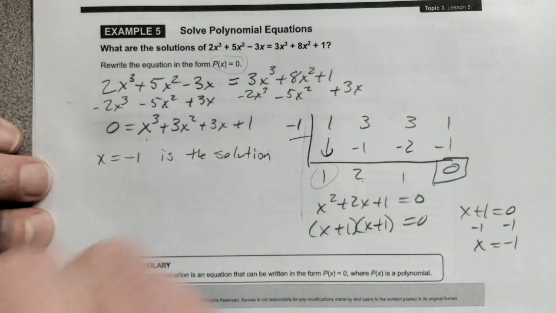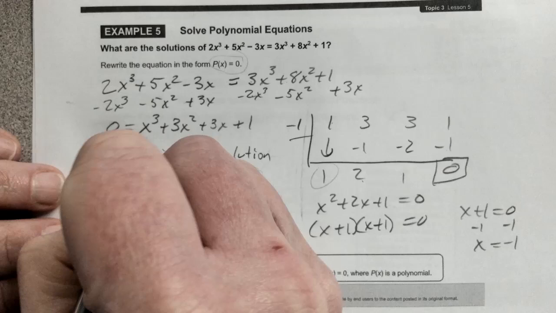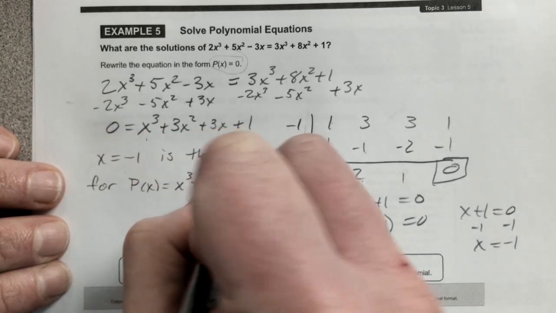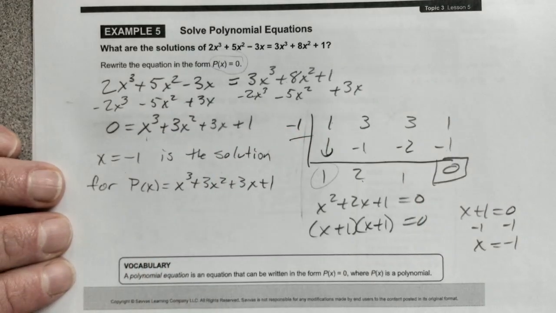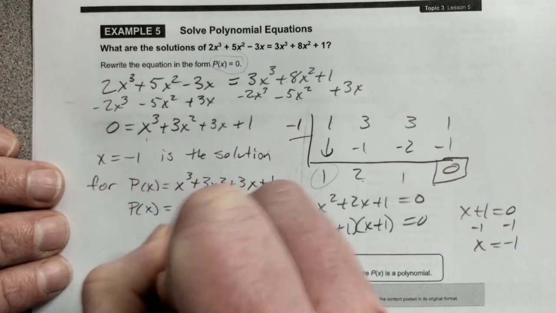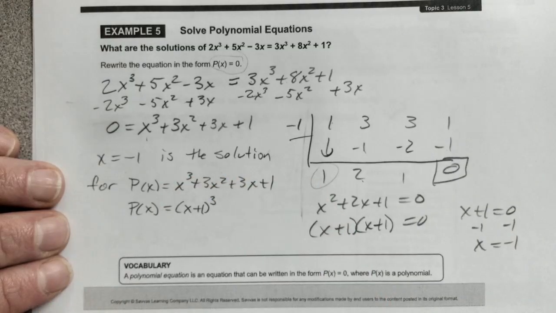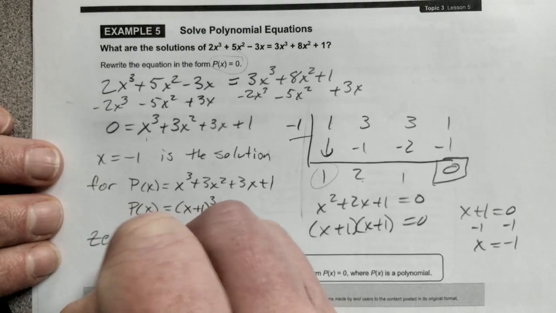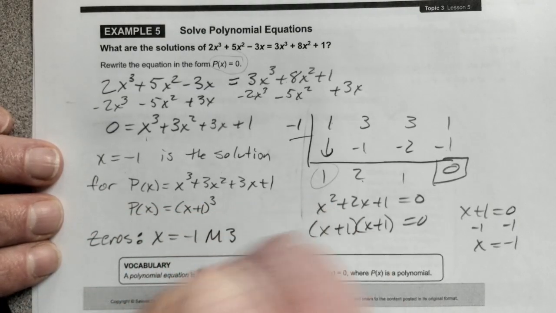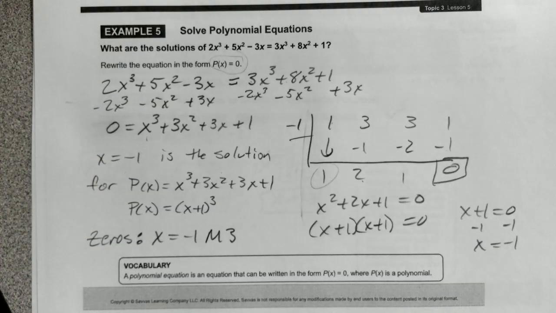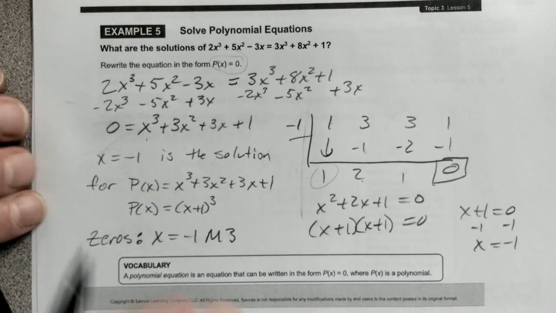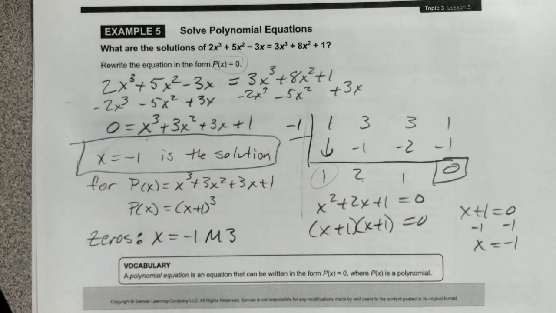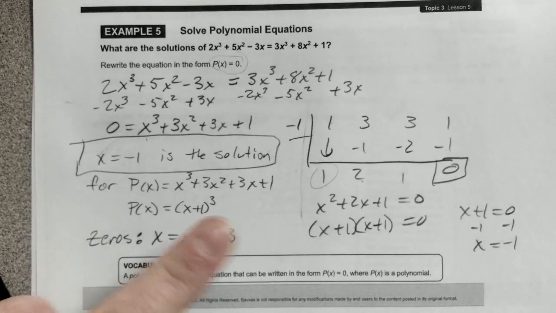We could also say this: for p of x equal to x cubed plus 3x squared plus 3x plus 1, we could rewrite that in factored form as x plus 1 cubed, right? And we have zeros: x equals negative 1 with a multiplicity of 3. That's all the information we got out of this thing. We know that's the solution because of the way we had to solve it. But I also wanted you to know we ended up with negative 1 as a multiplicity of 3 for this thing.